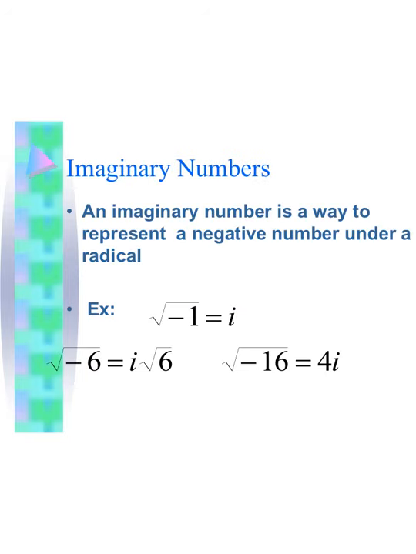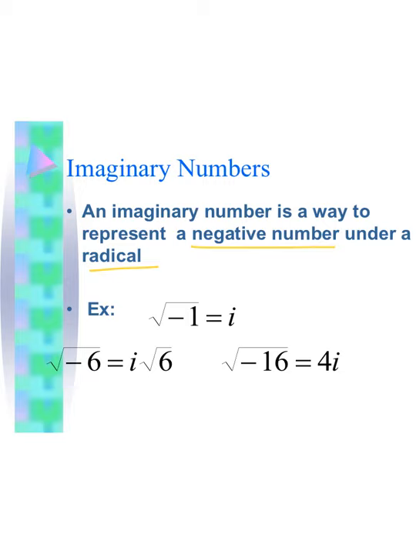Let's get started. Let's start with defining imaginary numbers. An imaginary number is a way to represent a negative number underneath a radical. The foundation for this is going to be the square root of -1, which is always going to be defined to be i. So as we are simplifying things, if we can somehow simplify out the square root of -1, we can transfer that to be an i, and then we can manage what is left.